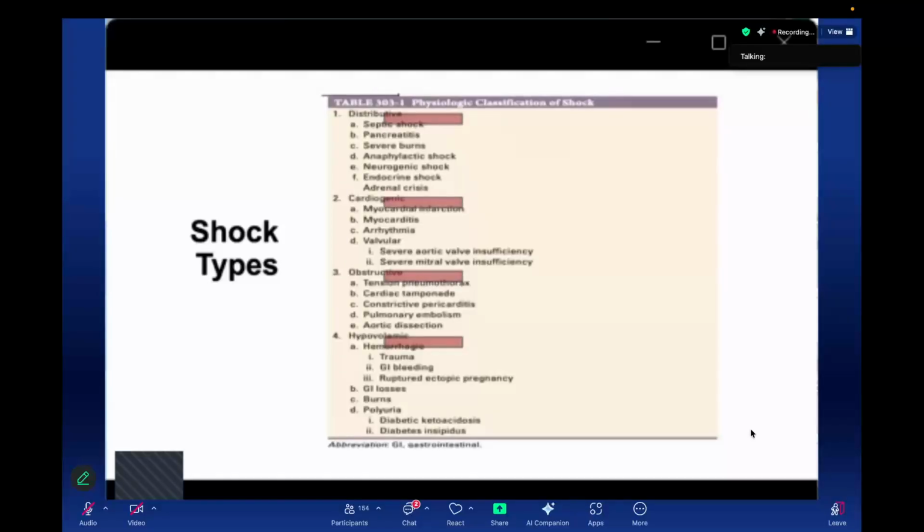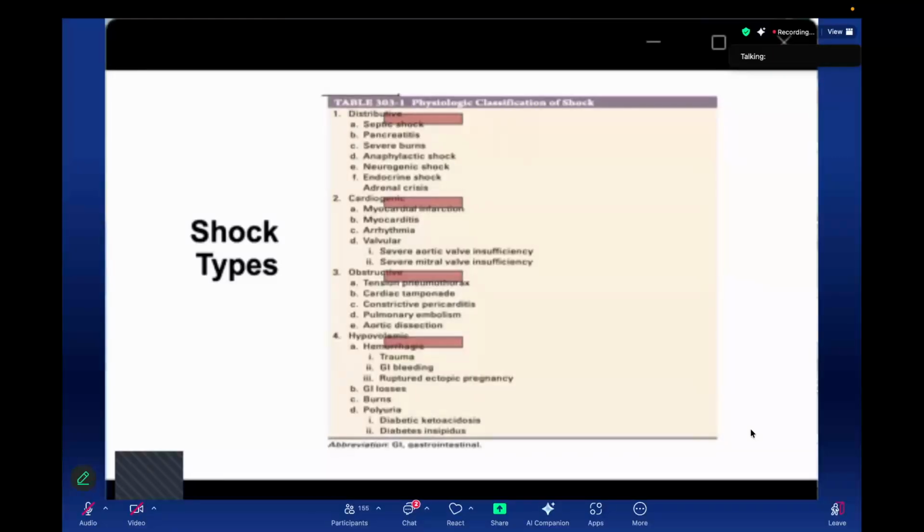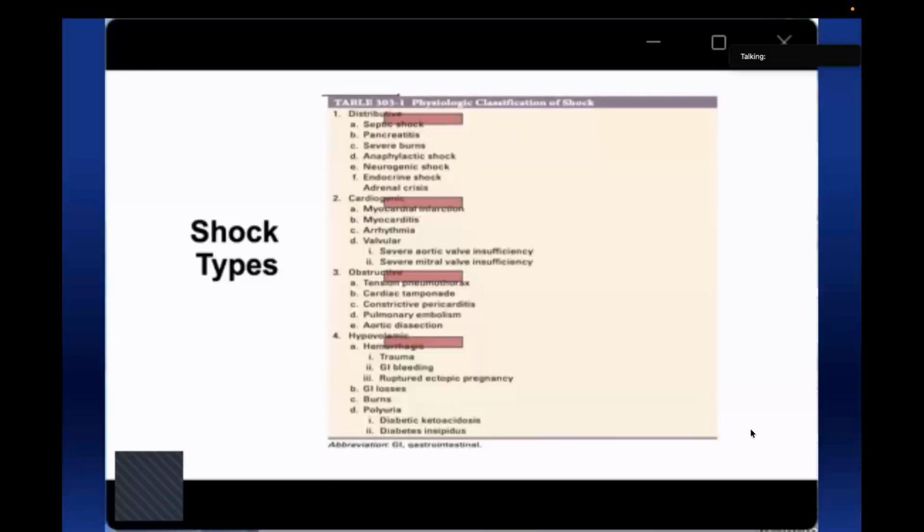And lastly, you have hypovolemic shock, wherein your patient has hemorrhagic problems caused by trauma, GI bleed, or ruptured ectopic pregnancy, which can cause a lot of hemorrhage and cause hypovolemic shock. Significant GI losses, burns, and polyuria caused by DKA or diabetic ketoacidosis, and diabetes insipidus can lead to this type of shock, hypovolemic shock, if not addressed properly.